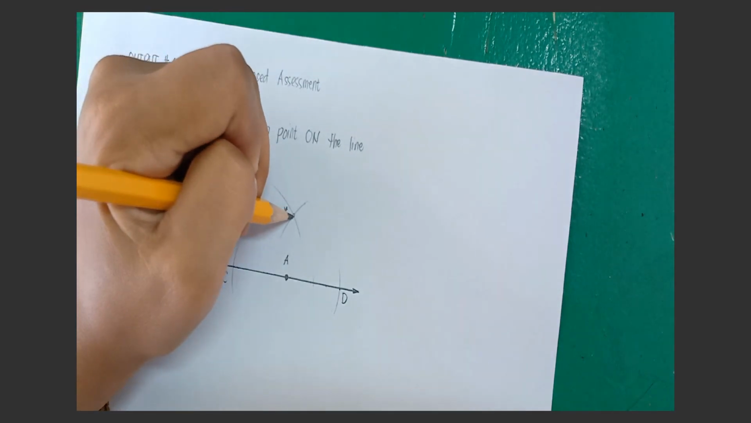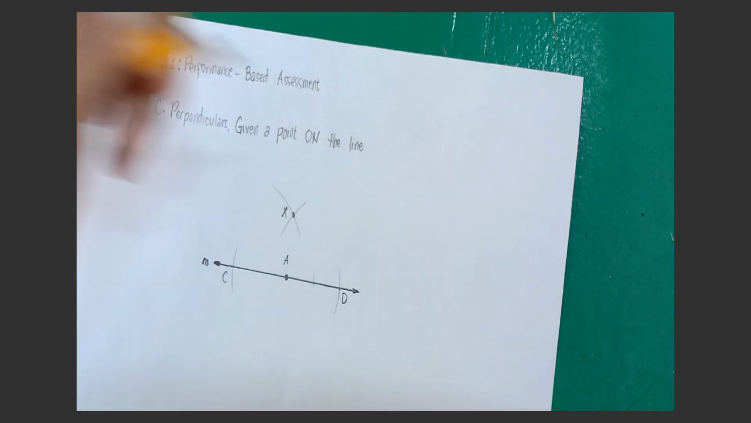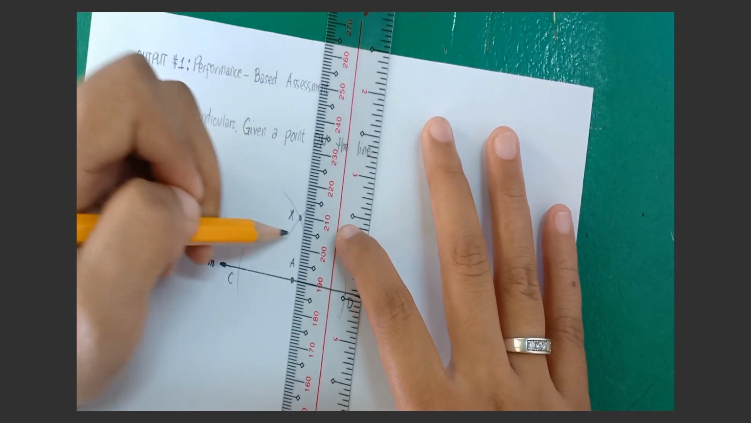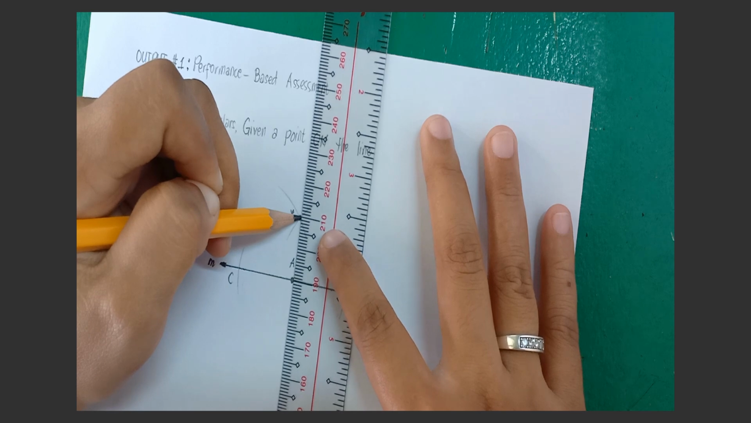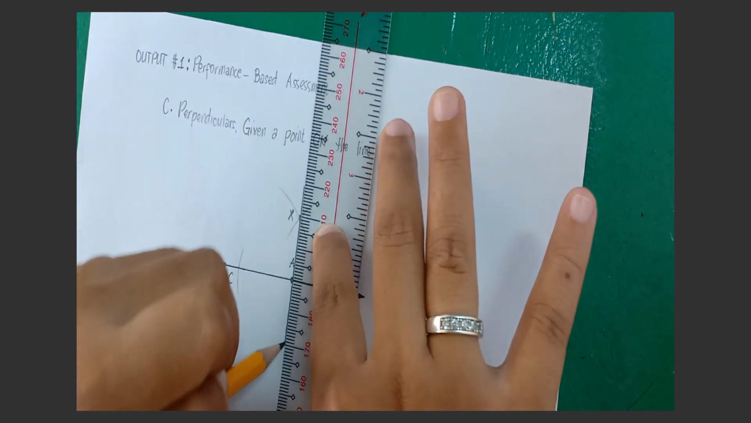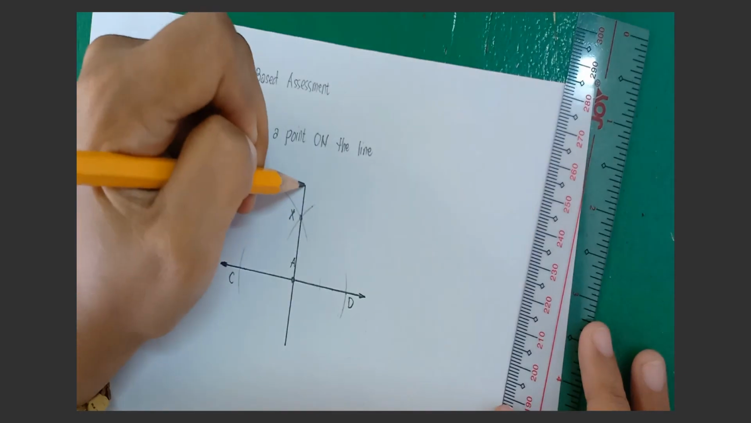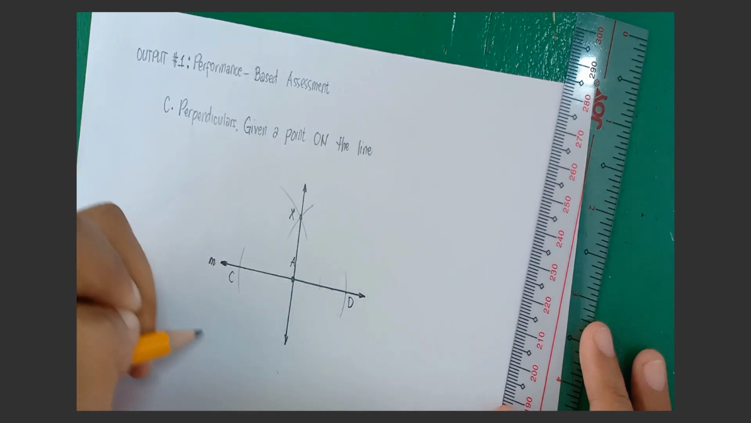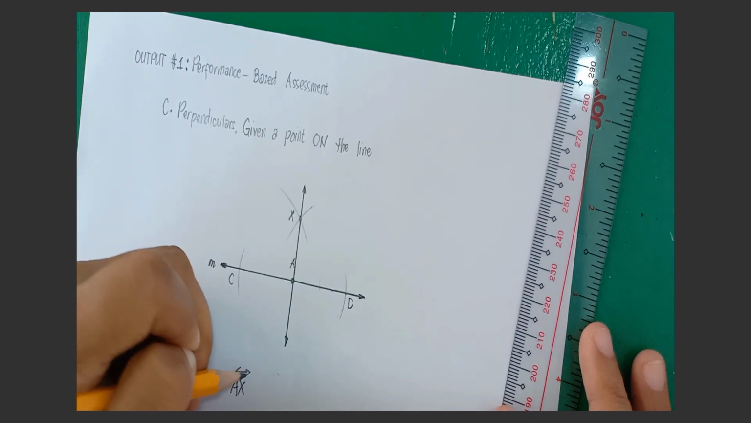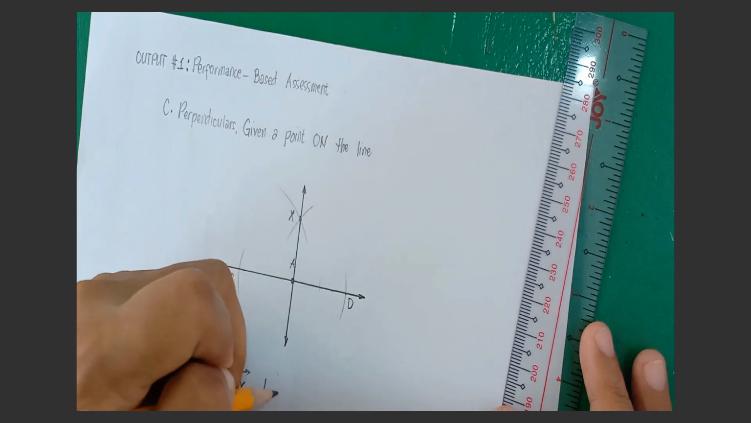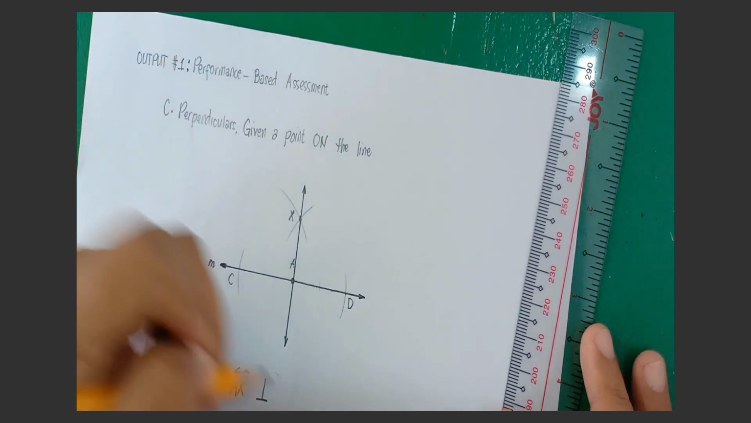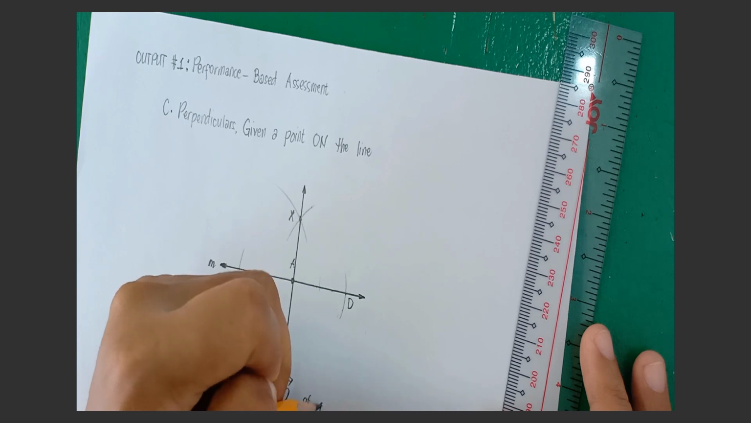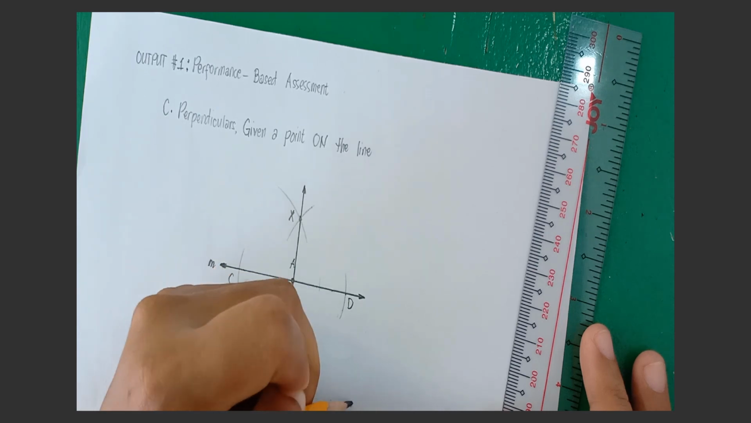Use a straight edge to draw. This is the intersection, this is point X. So let's use a straight edge to draw line AX. And now we have line AX, which is perpendicular to line CD at point A.